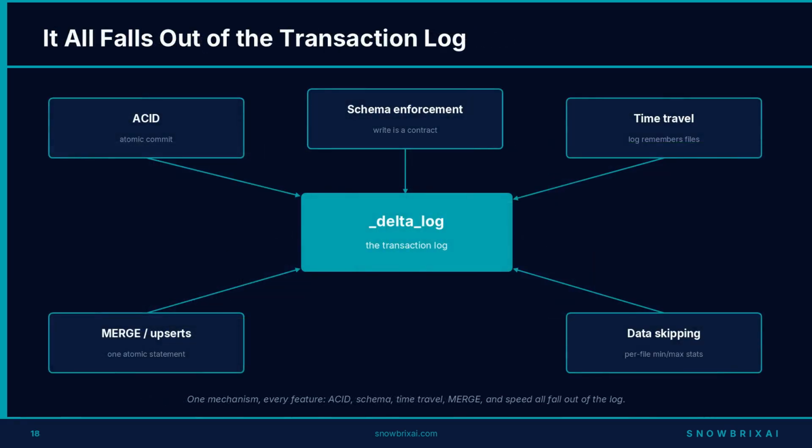Step back with me for a second. Notice that every feature we covered falls out of one mechanism. ACID and clean failures: that is the commit being atomic, visibility flips on the log. Time travel and rollback: the log remembers which files made each version. And speed: the log's per-file stats power data skipping, and optimize compacts those files down. One transaction log, every single feature traces back to it. Once you see that, Delta stops feeling like a bag of tricks. It is one elegant idea.